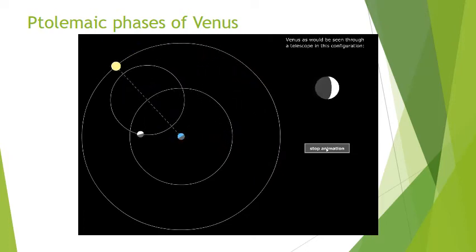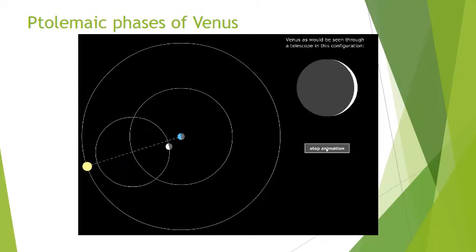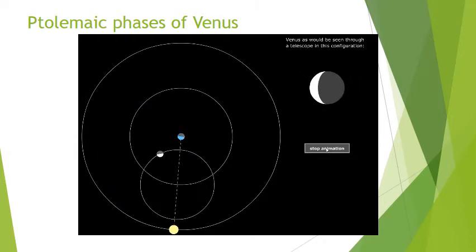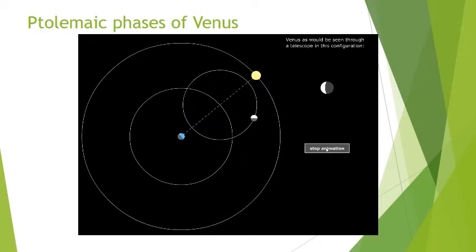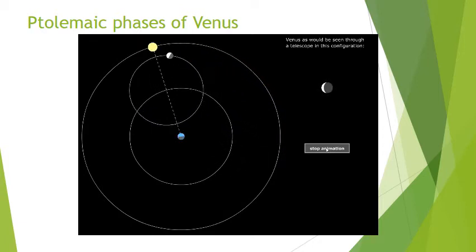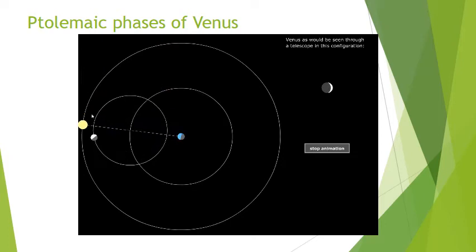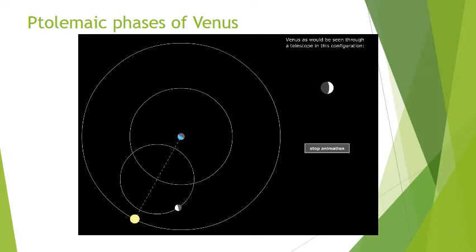It never even gets to being a full quarter Venus. It is either new Venus, crescent Venus, and nothing else. There are no gibbous Venuses. There's no full Venus when it comes to Ptolemy's geometry and epicycles.